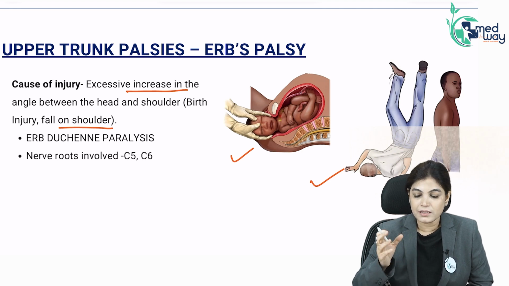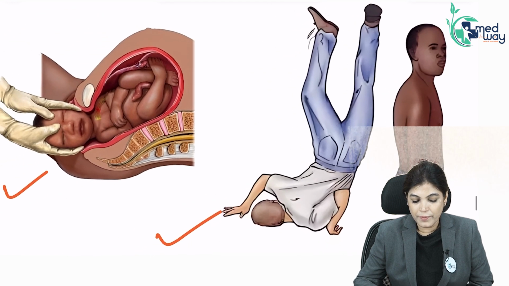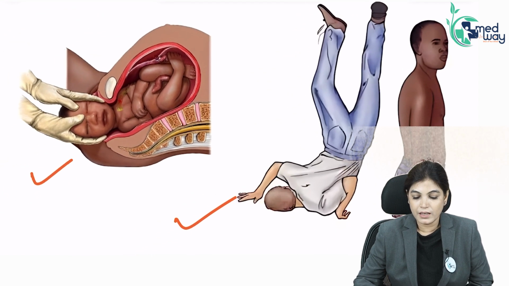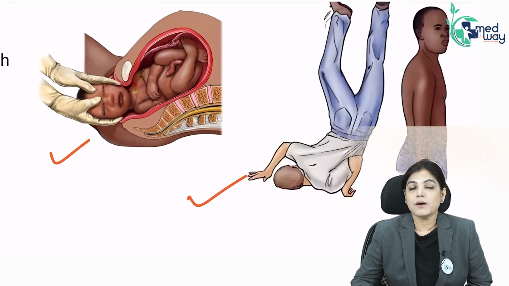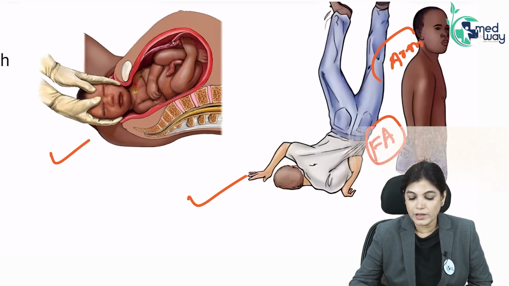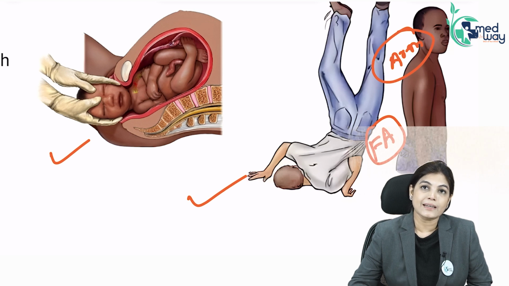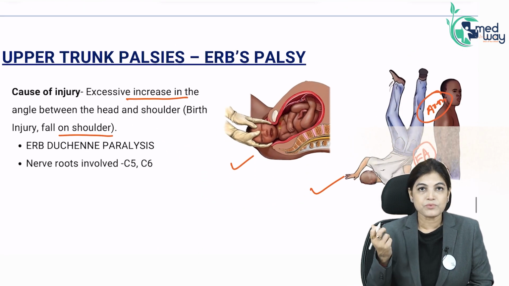Now, on the other side, you can also see in this image that the person who has an upper trunk brachial plexus injury has this position. This is the position of the arm and this is the position of the forearm. FA means forearm. What you can appreciate is that the arm is in an adducted and medially rotated position and the forearm is extended and pronated. So, it seems like someone is asking for money from behind.